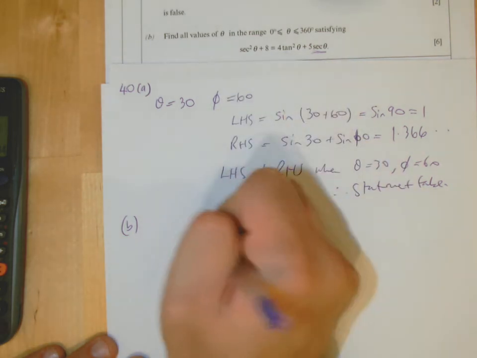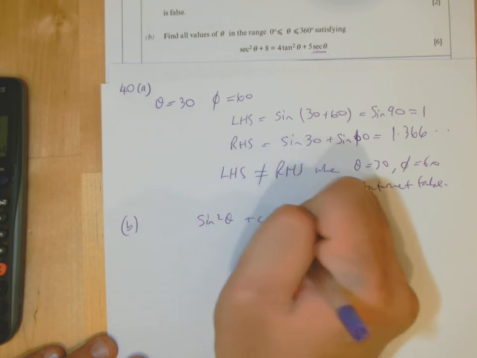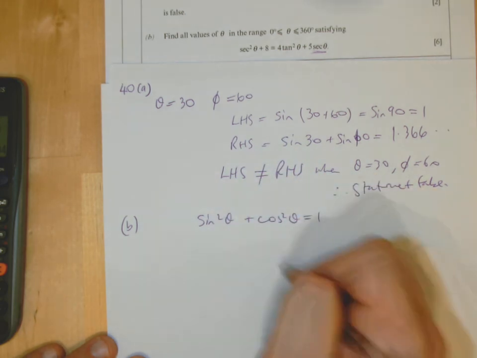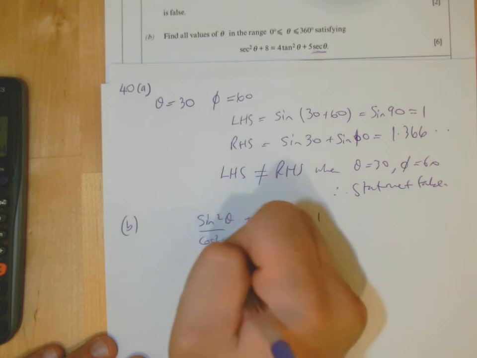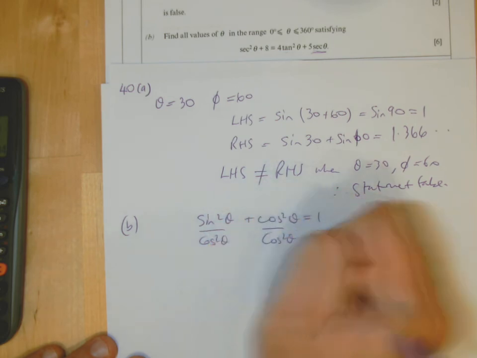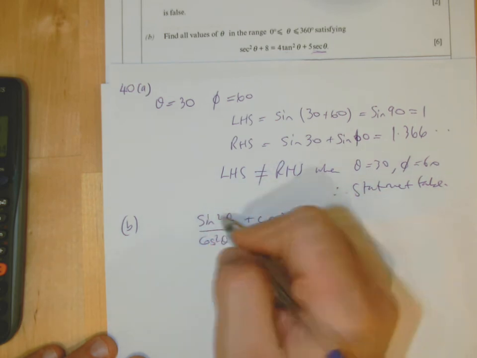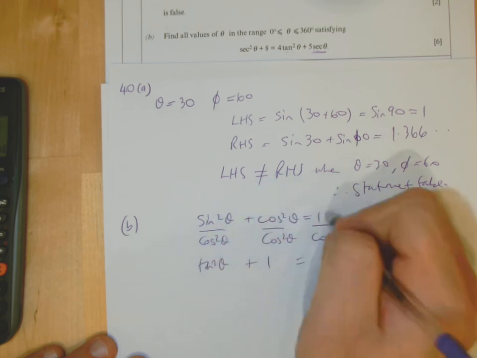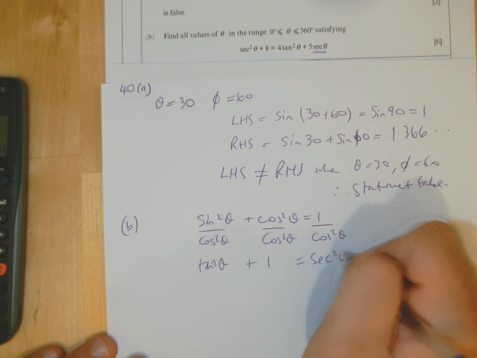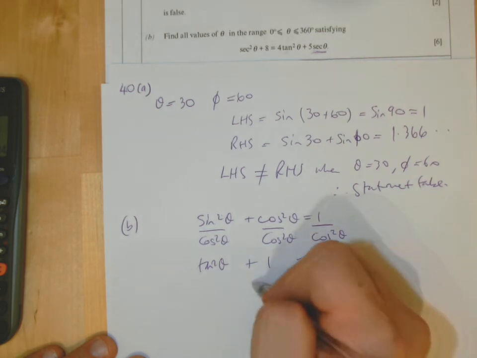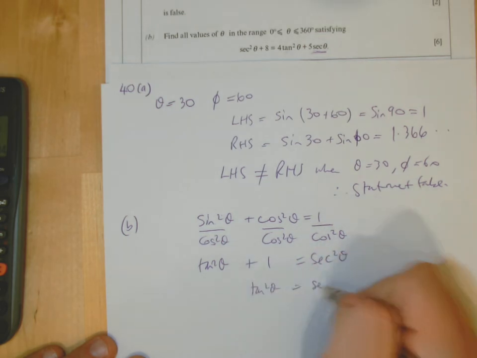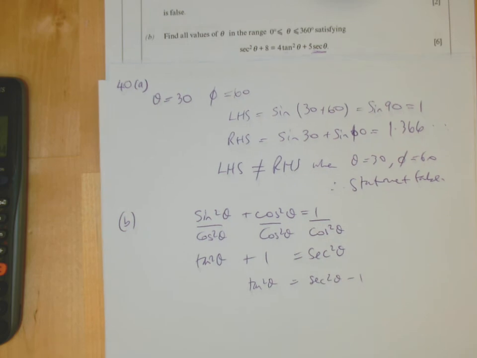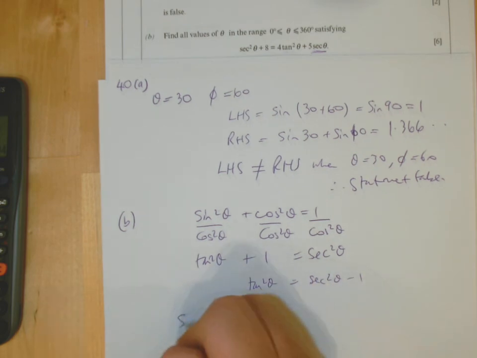So again, if you go back to the principles from C2, the identity sine squared plus cos squared equals 1. Now this time I'm going to divide by cos squared, and I'll get the other result. Sine over cos is tan, so that's tan squared theta, plus 1, equals 1 over cos, which is sec, so sec squared theta. So straight away I can get tan squared theta equals sec squared theta minus 1.